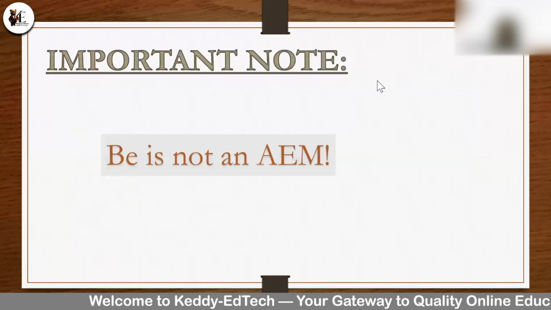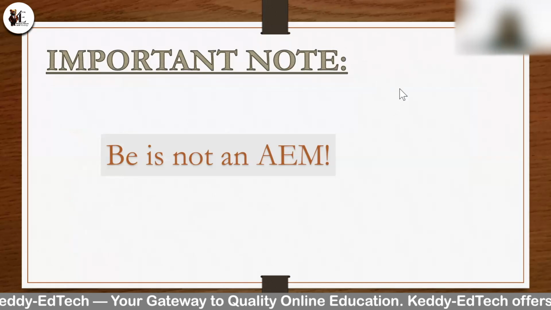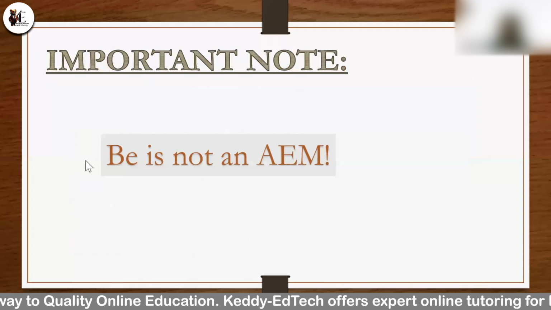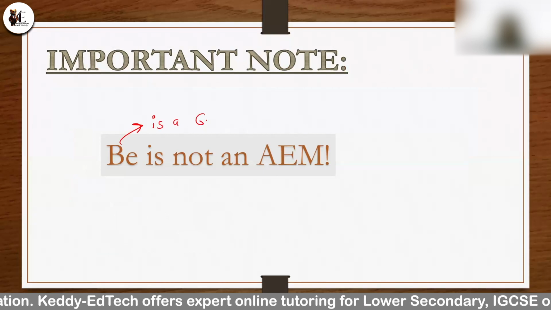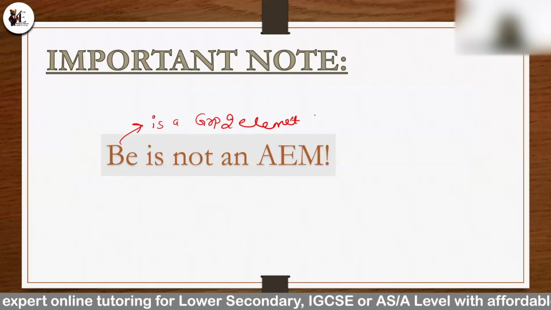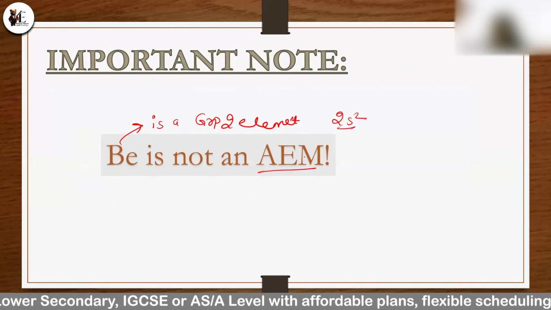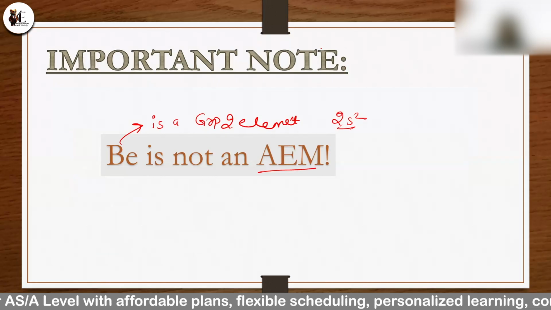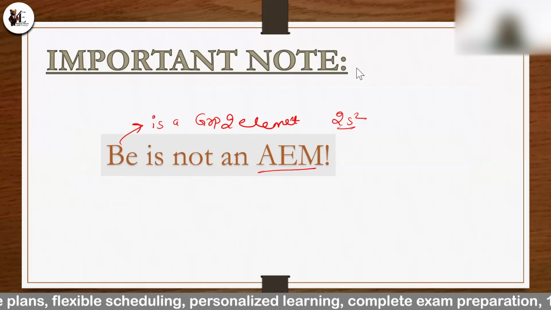So this is a very important note. Basically, the students get confused in that beryllium is not an alkaline earth metal. It is a group 2 element, but it is not an alkaline earth metal. Beryllium is a group 2 element because its outermost electronic configuration is 2s2, but it is not an alkaline earth metal. Why is it not? We'll study. Because it is not found in the earth's crust, and its oxides and hydroxides are not alkaline in nature, they are amphoteric in nature.